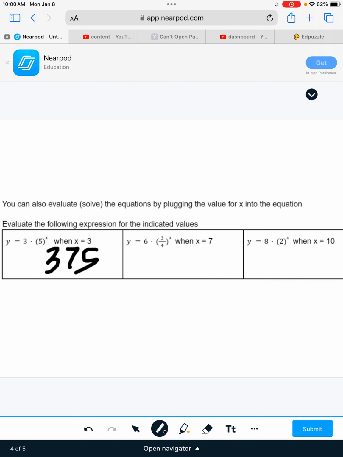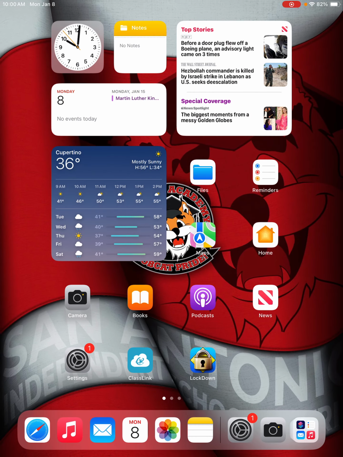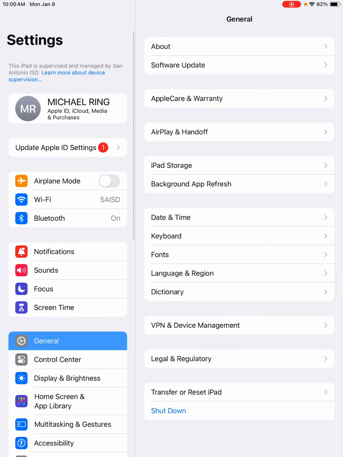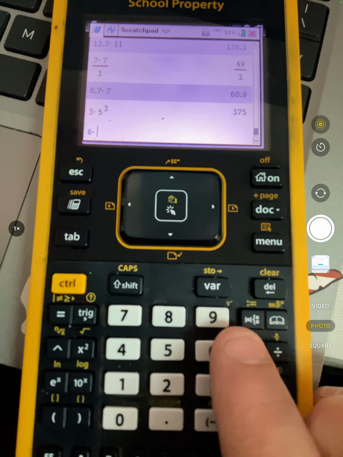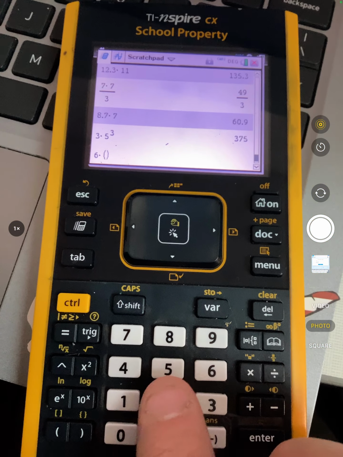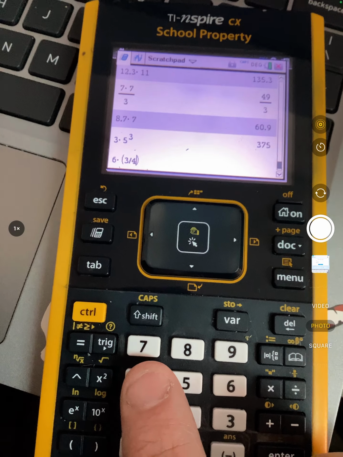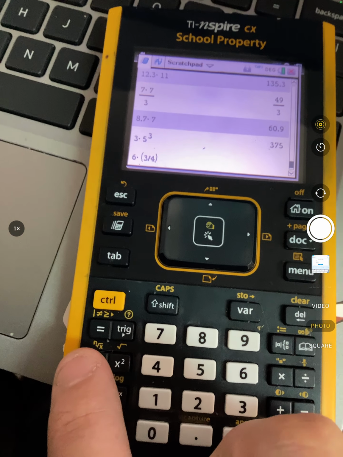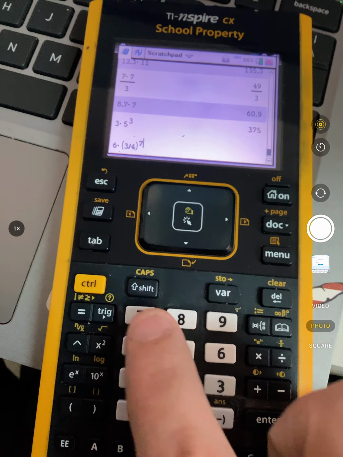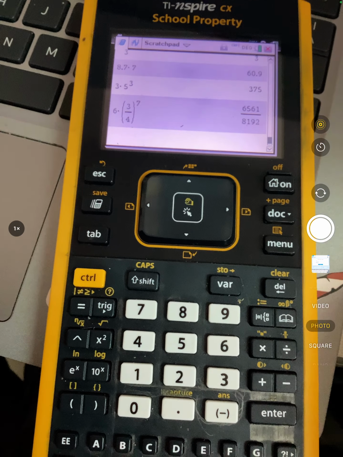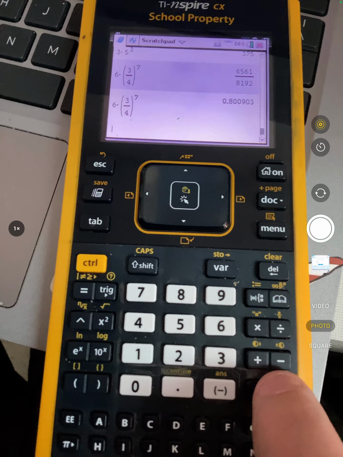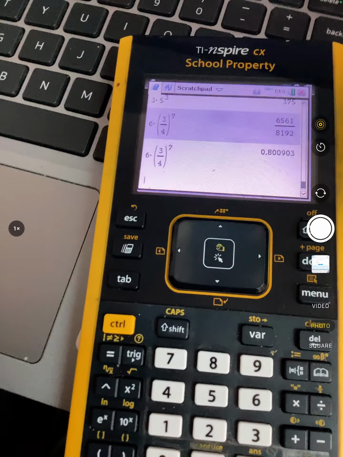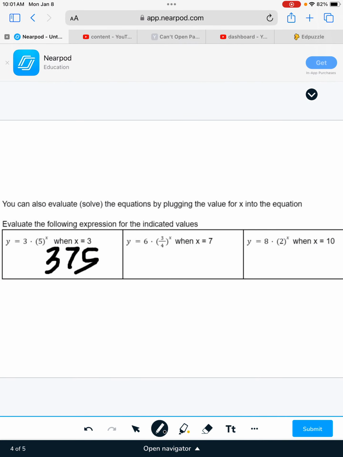I'm going to do the same thing with the 6 times 3 over 4 raised to the x when x equals 7. Oof, wrong settings. I need to go to the camera. So again, it is 6 times, I like the parentheses here, 3 over 4, close them, raised to the x, but x is 7. I hit enter. It gives me this fraction. I don't want the fraction, so I push the yellow button and then enter, and it gives me a decimal of 0.8. I'm going to go ahead and put the 0.8 here, and we'll go with that as the answer.